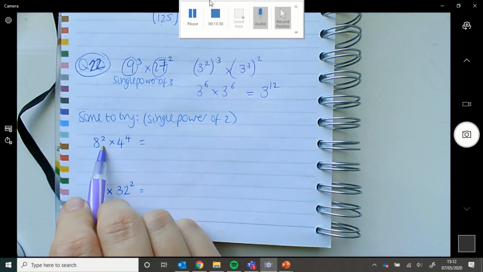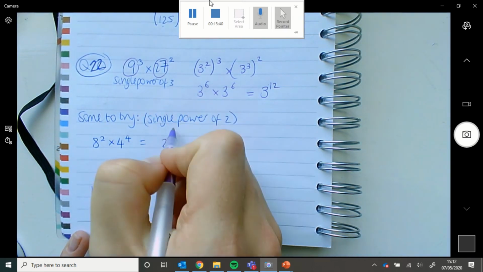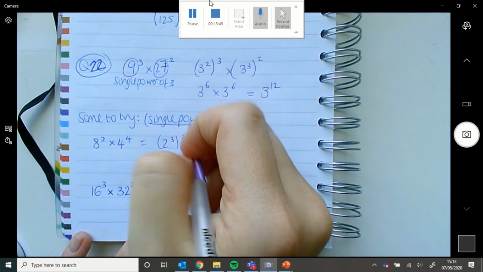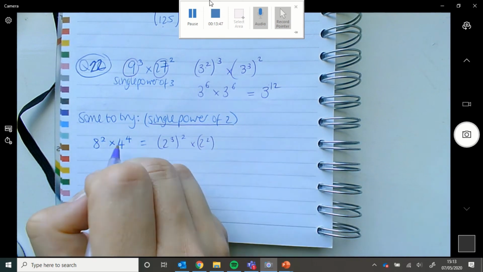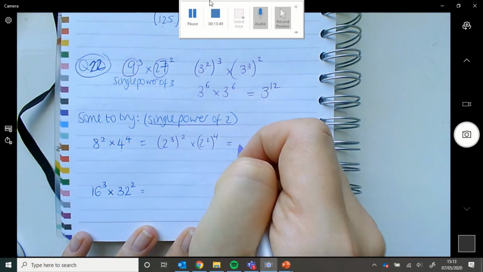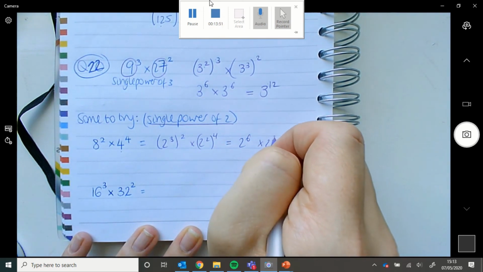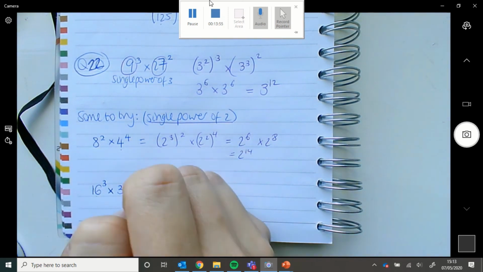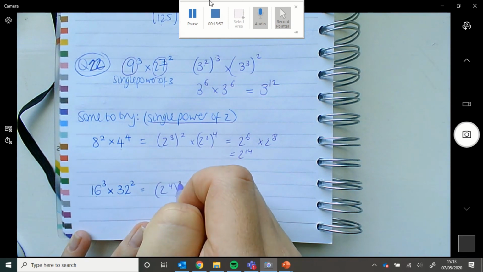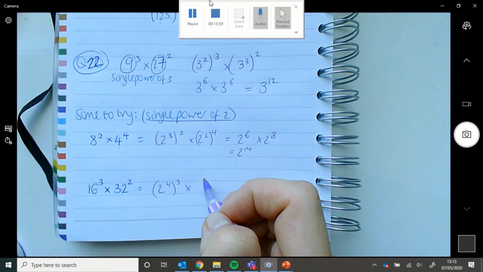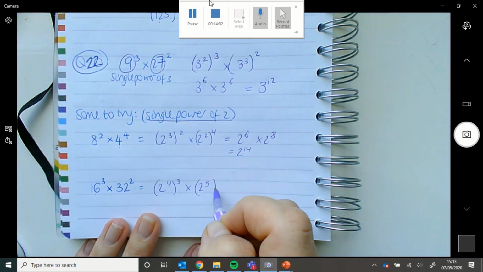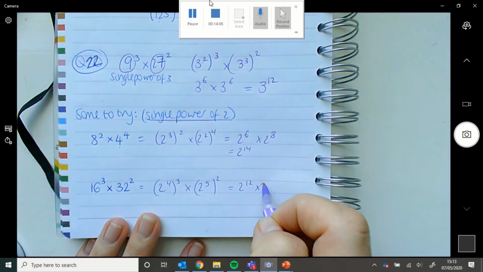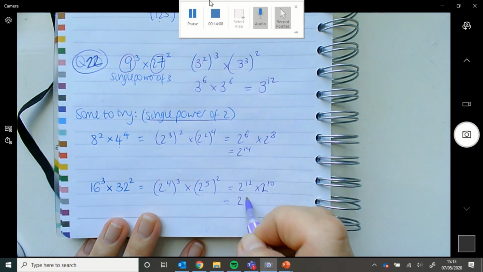Okay, so this one is 2 cubed. If you notice, it says write it in powers of 2, and that is going to be squared, and then I've got 2 squared, which is 4 to the power of 4. That gives me 2 to the power of 6 times 2 to the power of 8, or 2 to the power of 14 overall. 16 is 2 to the power of 4, that's cubed, and then 32 is 2 to the power of 5, that's squared. That gives me 2 to the power of 12 times 2 to the power of 10, or 2 to the power of 22.